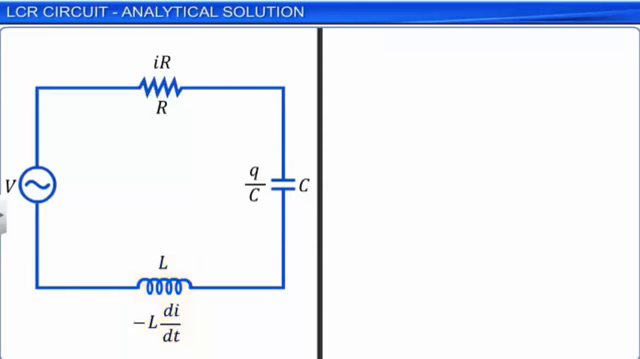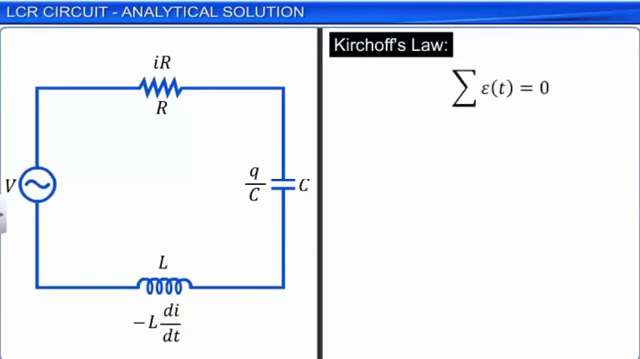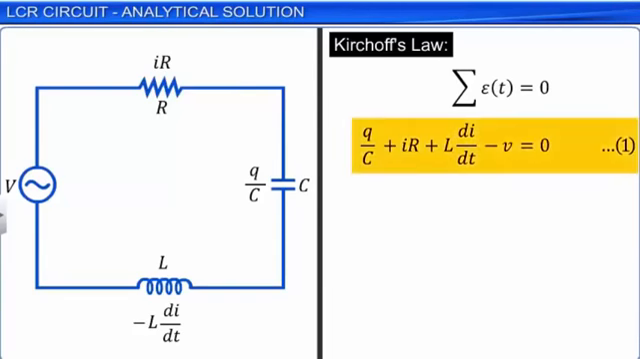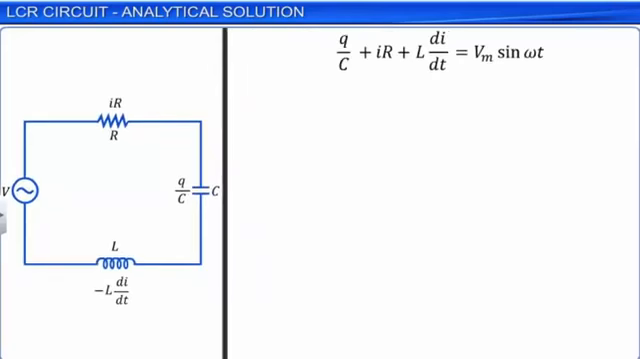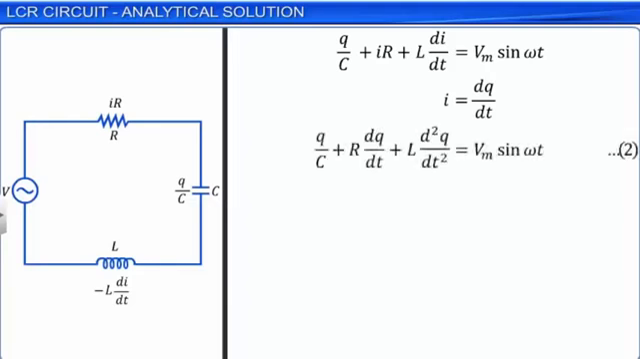Applying Kirchhoff's loop rule to this circuit, we get Q by C plus IR plus L dI by dt minus V equal to 0. Let this be equation 1. Since V is equal to Vm sine omega t, we get Q by C plus IR plus L dI by dt is equal to Vm sine omega t. We know that the instantaneous current I is equal to dq by dt. Hence, we get Q by C plus R dq by dt plus L d square Q by dt square is equal to Vm sine omega t. Let this be equation 2.